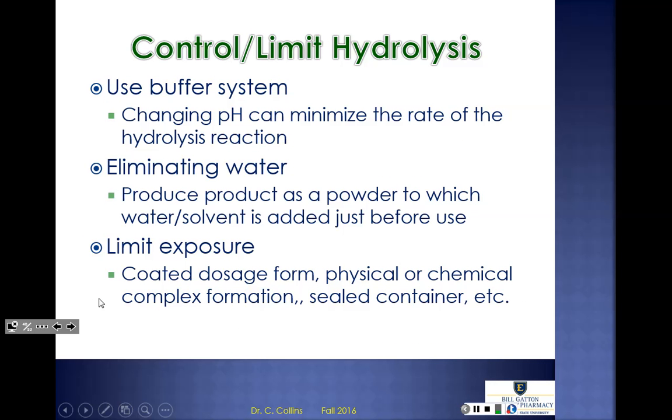You can control, limit the hydrolysis. You could use a buffer system, so there might be a pH at which the reaction is not as fast. Again, we can't stop the reaction, but we can slow it down. You can eliminate water, as I just talked about. You can limit exposure. It might be a tablet, but there's still water in the atmosphere, so you might coat the tablet. That's one of the reasons that some aspirin tablets have a coating on them. It's to make them a little easier to swallow, that's true. But it also makes them a little more stable because water can't get to the aspirin.